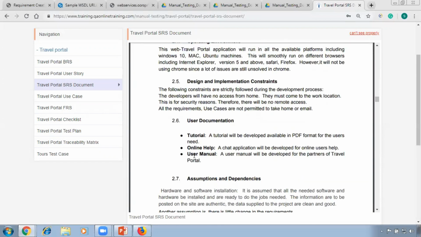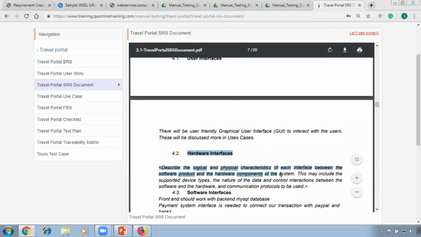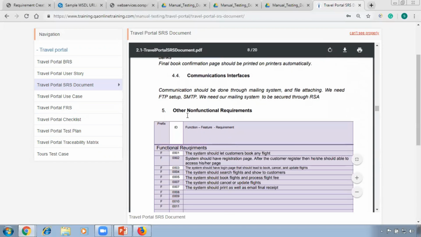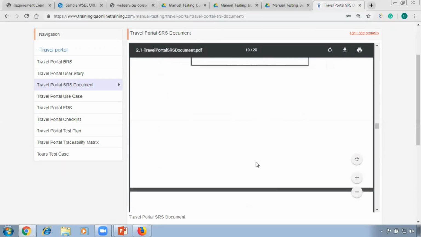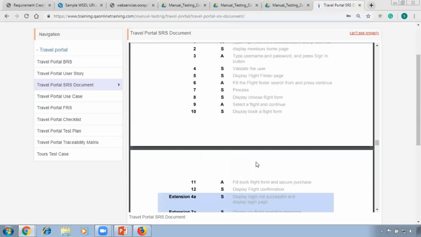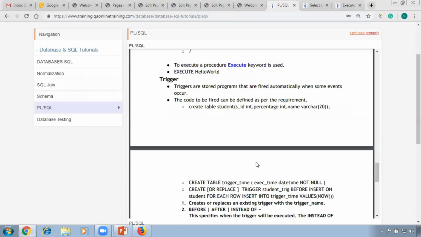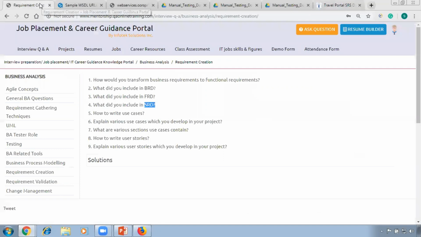User classes and characteristics, the assumptions and the dependencies, the system failure and what conditions the system can fail in, the hardware requirements, the software requirements, the communication interfaces. The use case diagram is also included here so that you can have a direct and clear picture of what conversation is going on between different actors, who the different actors are here, how they interact, and the complete process you can see there.